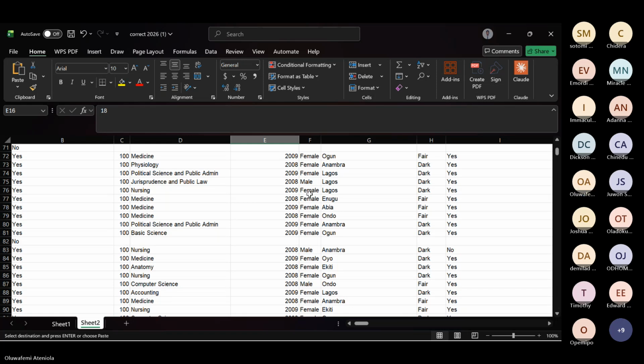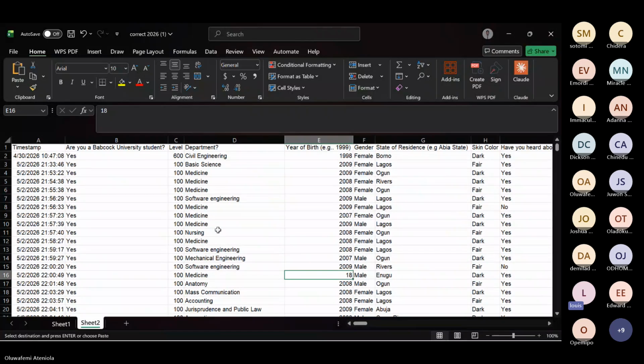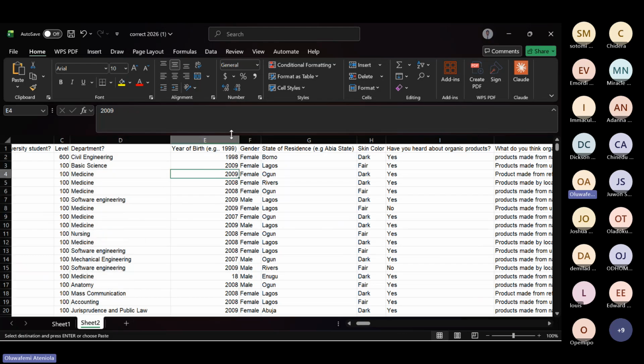Yes, sir. Sorry, for the departments, they were not allowed to write the department they belong to. They simply chose from the options that were given. Okay, good. It's not as if it's them that wrote it. Someone can like only put medicine. Okay. That's good then.